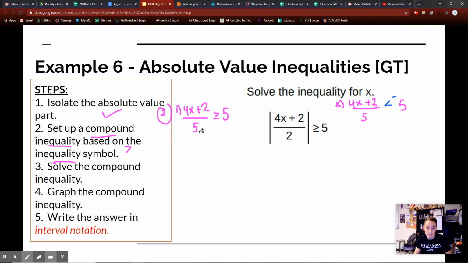Let's solve both of them. So how do I solve this? Well, I have to multiply by 5 to both sides first, so that goes away. So I'm left with 4x plus 2 greater than or equal to 25, minus 2, so this is 23. I divide by 4.